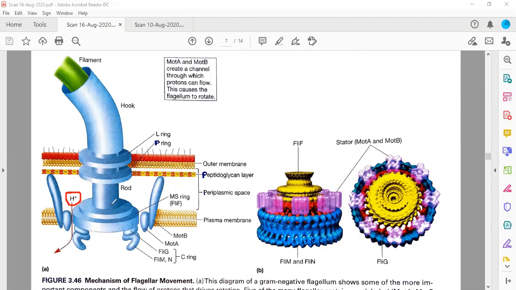Fine. Now we will discuss the details. Here it is also shown that this is a C ring. It has FliM and FliN. Also, this has FliF, which is a part of this MS ring. When you see this structure, these two rings, the MS ring, which are fused, and the C ring, which is present in the cytoplasm, you can see this is a very prominent motor-like structure.